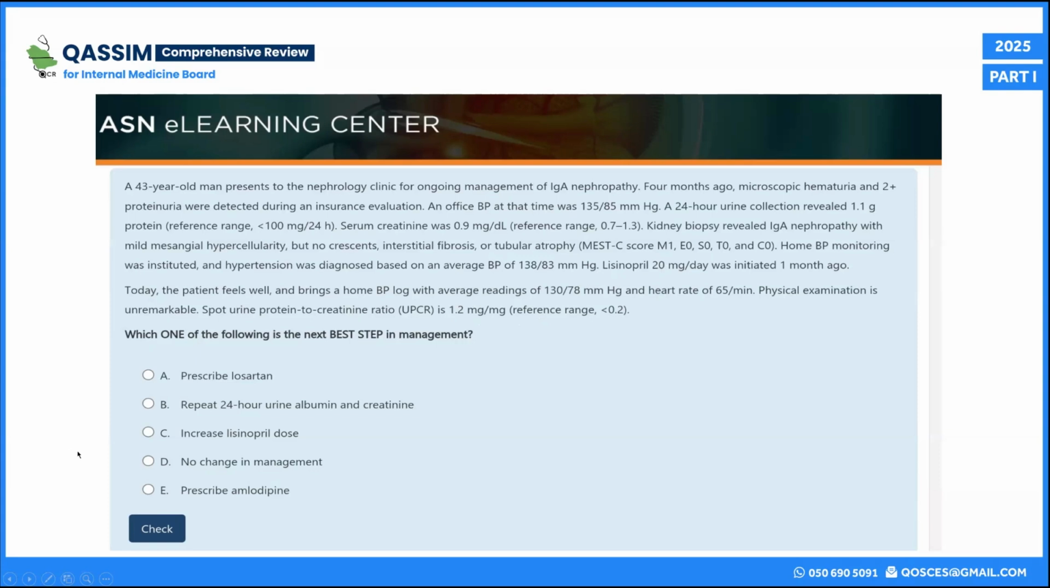A, will prescribe losartan. B, will repeat the 24-hour urine. C, will increase the lisinopril dose. D, not do anything for this patient. E, will prescribe amlodipine. What do you think?